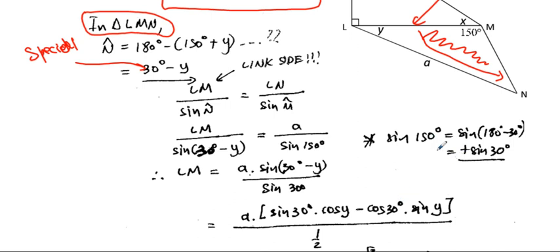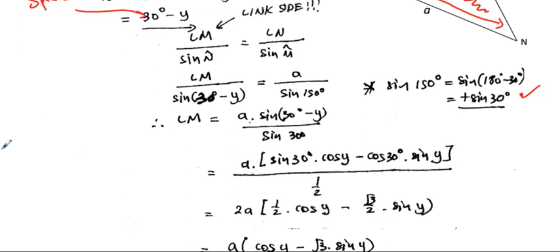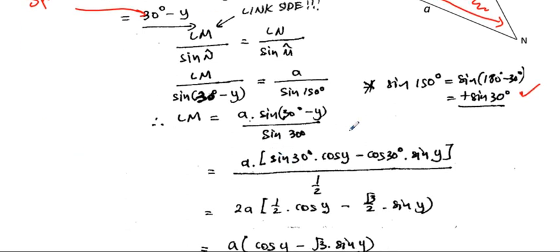At this stage a recommendation is try not to use your calculator. Use the knowledge that you have. So there's a mark for writing this part here. And then I'm using compound angles. The sine compound would be sine of 30 cos of Y minus cos of 30 sine of Y.